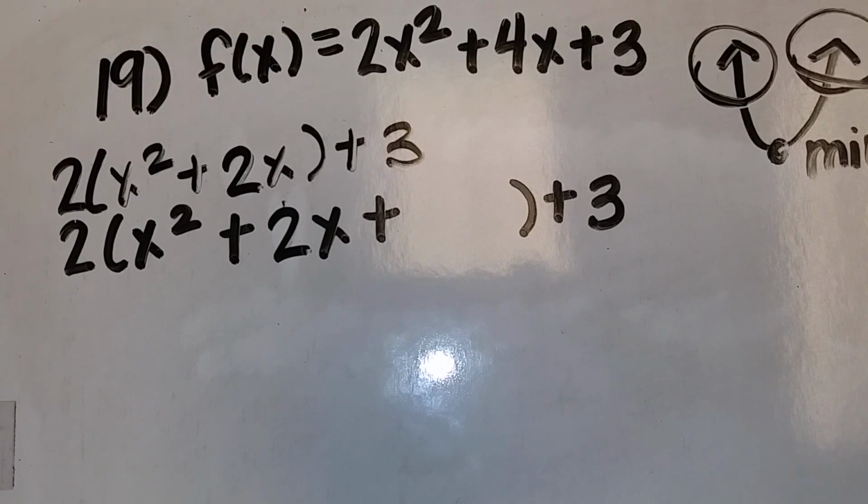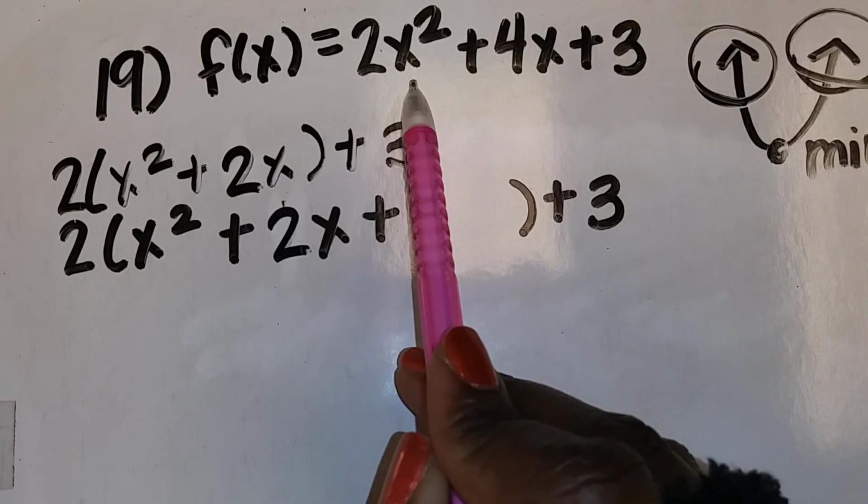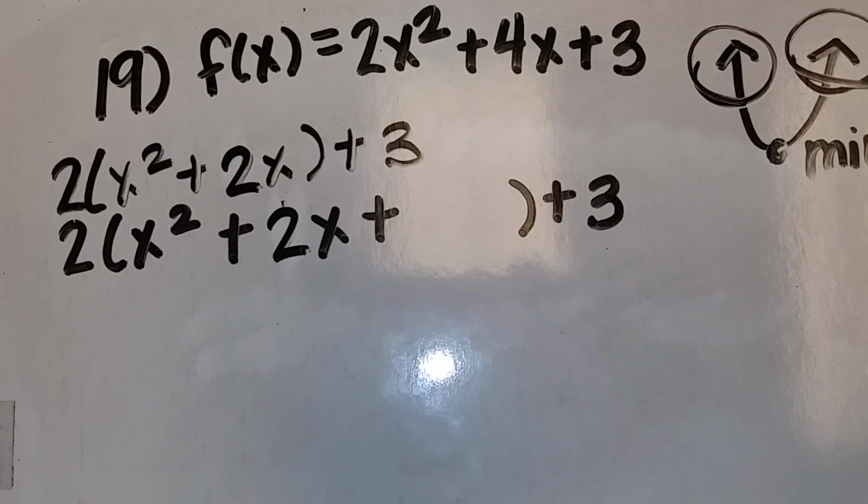Property right quick. Made sure I did that part right. Check it again. 2 times x squared is 2x squared. 2 times 2x is 4x, and then plus 3. Okay, so I have not changed the problem yet. But when you change the problem, you have to undo. So you have to write an inverse so that you can get it back to that original problem again.